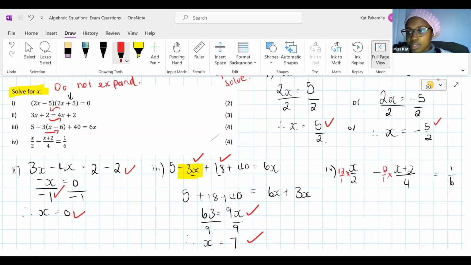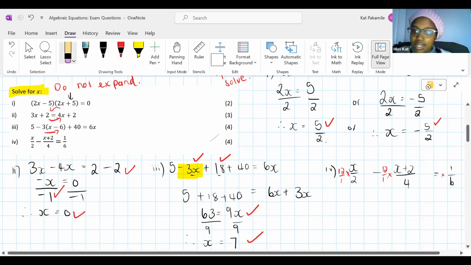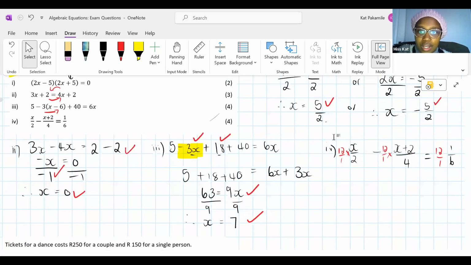Times, can we write it by the side? Okay, I know someone is going to say, don't we times it by 12 over 12? No. Okay. Now what do we do? What's happening in the chat? Guys, let's concentrate. Let us concentrate.